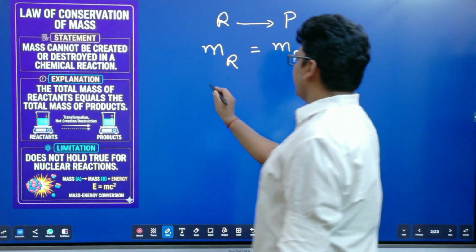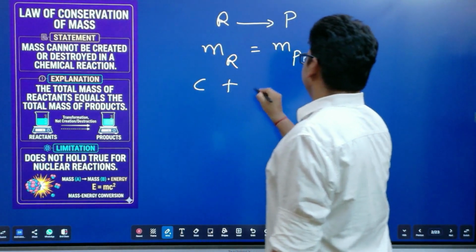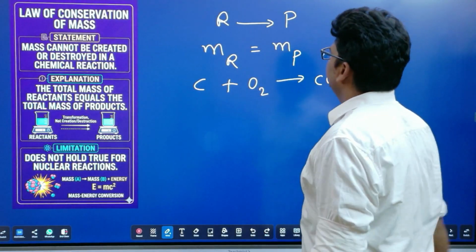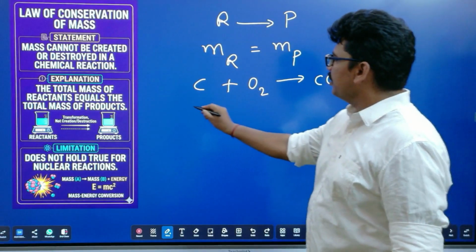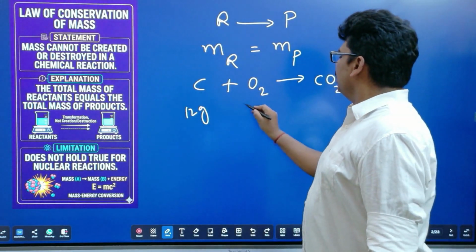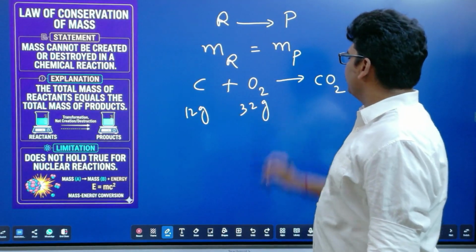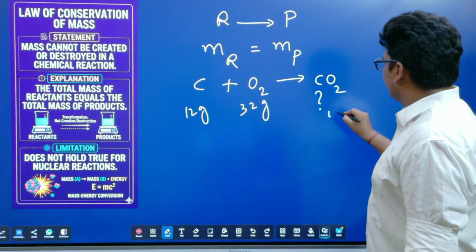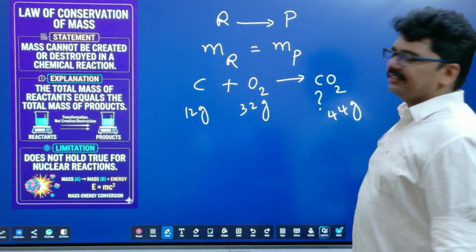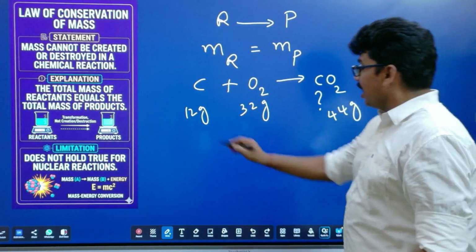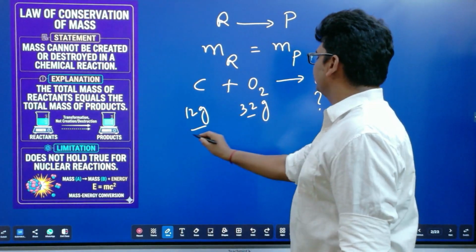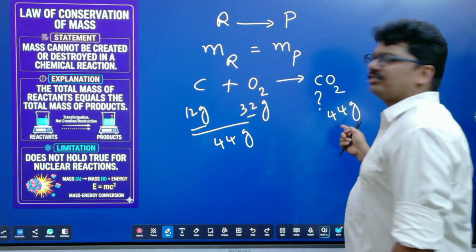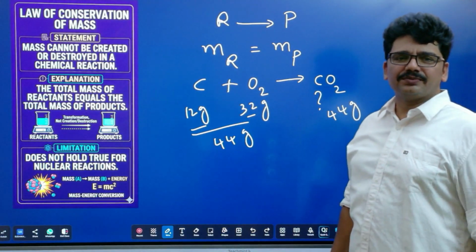For example, I have a reaction C plus O2 gives rise to CO2. What is the mass of carbon? Carbon mass is 12 grams. Oxygen mass is 32 grams. And what is the mass of carbon dioxide? Carbon dioxide mass is 44 grams. How do you say carbon dioxide mass is 44 grams? Sir, carbon is 12 grams, oxygen is 32 grams, total mass is 44 grams. So definitely carbon dioxide mass must be 44 grams.